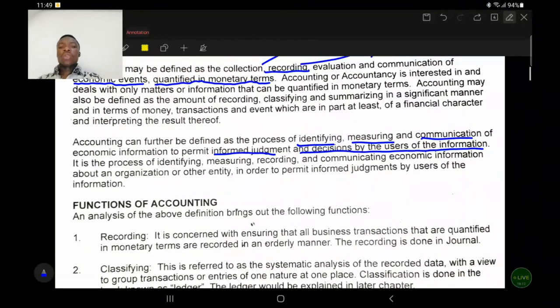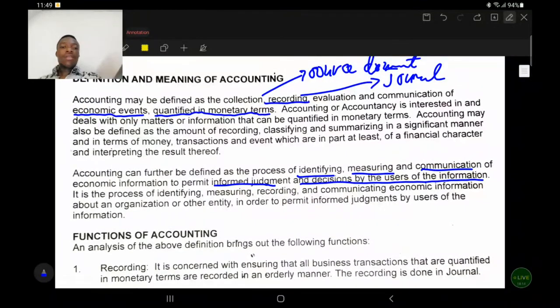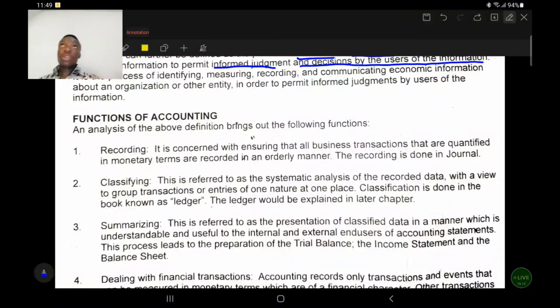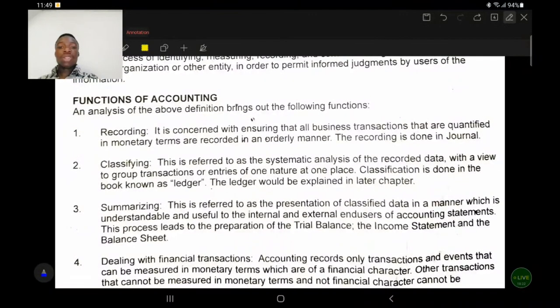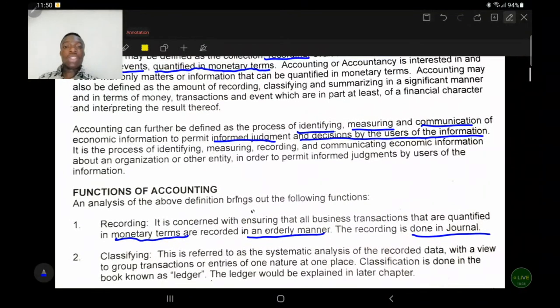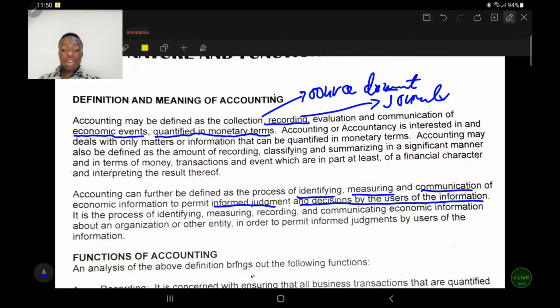So this was what I was talking about. The terms that you can see here are basically the functions of accounting. Recording is concerned with ensuring that business transactions are quantified in monetary terms, in an orderly manner. And this is done in a book called the journal. So this is what I was talking about here, the journal. I hope that is clear.